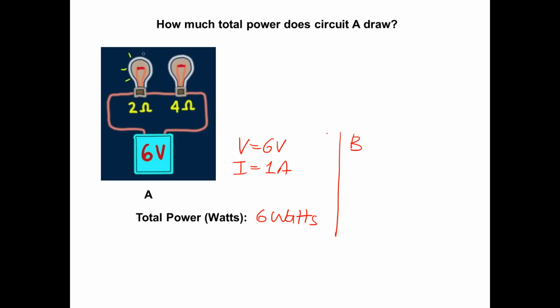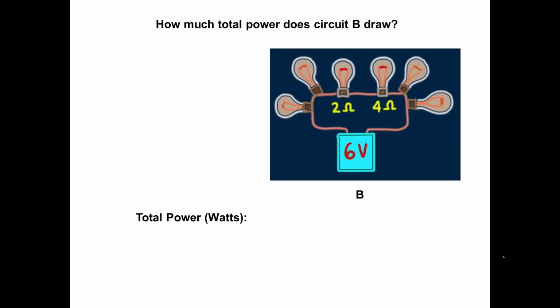How much does circuit B handle? Let's take a look at that. Circuit B, if you remember, had a total resistance of 18 ohms. That's the sum of 2 plus 2 plus 2 plus 4 plus 4 plus 4. And we have 6 volts. So our current in circuit B is 6 volts divided by 18 ohms. We could simplify that to 1/3 of an amp. We could also say it's 0.33 amps.